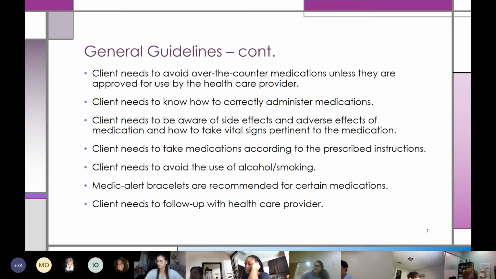Okay. We always tell them not to use alcohol or smoking. Alcohol should never be taken with medications. We do know that. All right, so that's just that generalization there. We do suggest some medic alert bracelets for patients on a blood thinner, or actually it's not a blood thinner, it's an anticoagulant. I should use the proper term here. Medic alert bracelets, sometimes if they're diabetic, those types of things. And we need to make sure our clients are well informed that they need to follow up with their healthcare provider.